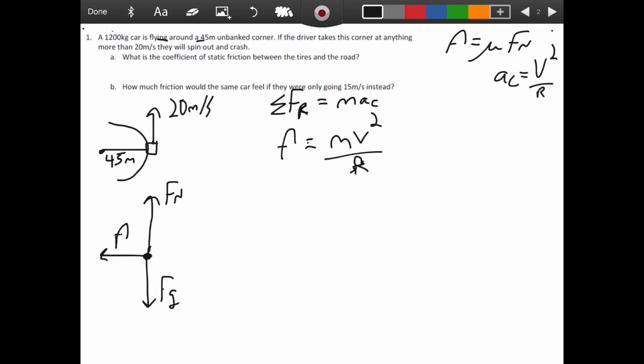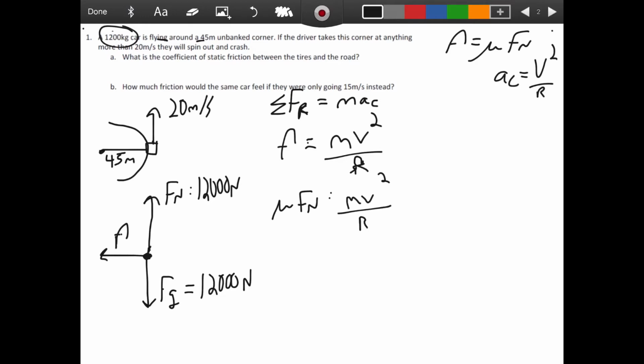Now we are given the mass of the car, and it's on a horizontal surface. That means using 10 meters per second squared, the force of gravity on this car is 12,000 newtons. The normal force is therefore also 12,000 newtons. So if we plug in, we get mu times Fn equals mv squared over r. And now we are ready to plug in some values. So we're looking for this coefficient.